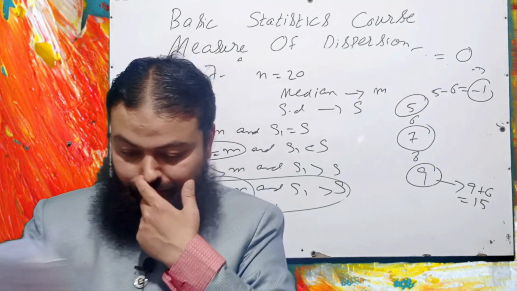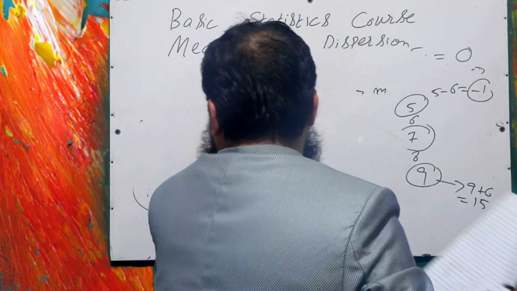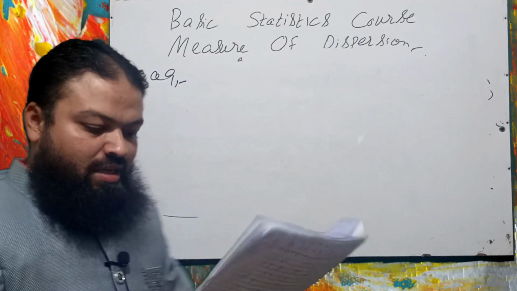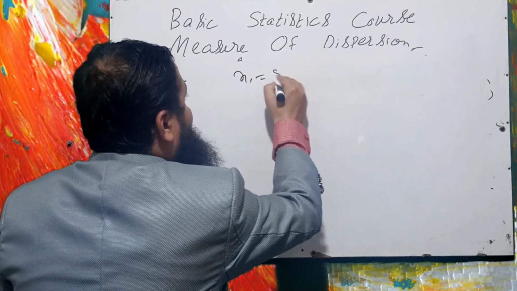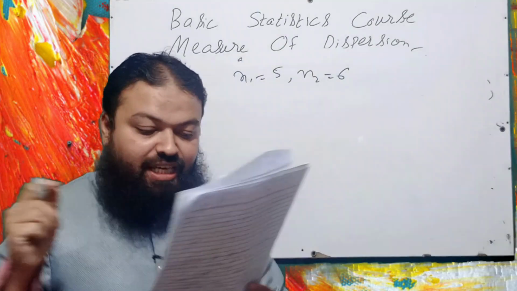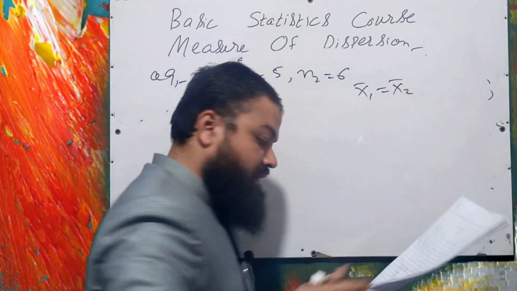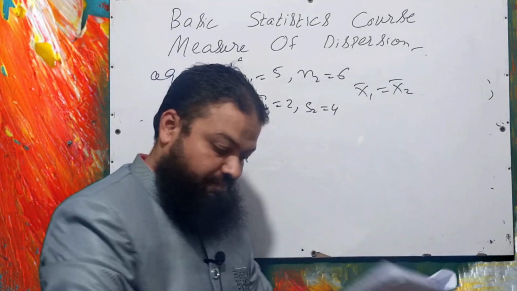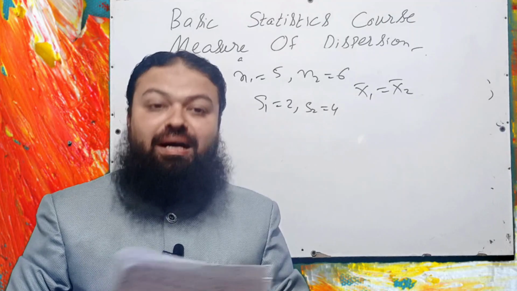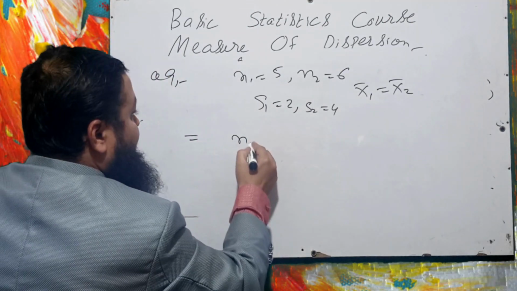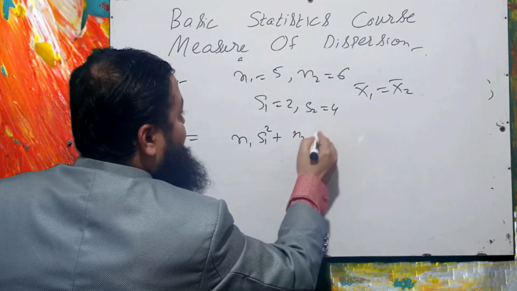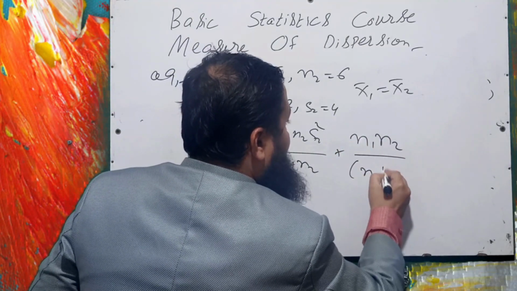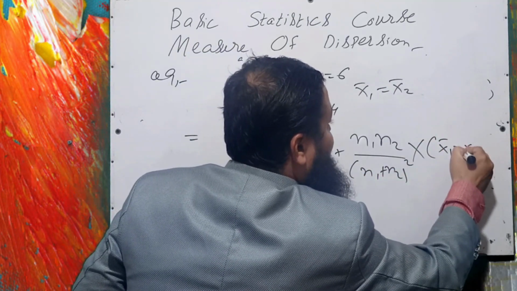Question number 9. If two samples of sizes n1 is equal to 5 and n2 is equal to 6 have the same mean, x1 bar is equal to x bar 2, but different standard deviations, 2 and 4 respectively, s1 is 2 and s2 is equal to 4, then the standard deviation of the combined sample is, we know the formula, n1 s1 square plus n2 s2 square over n1 plus n2, plus n1 n2 over n1 plus n2 whole square into x1 bar minus x bar 2 whole square.